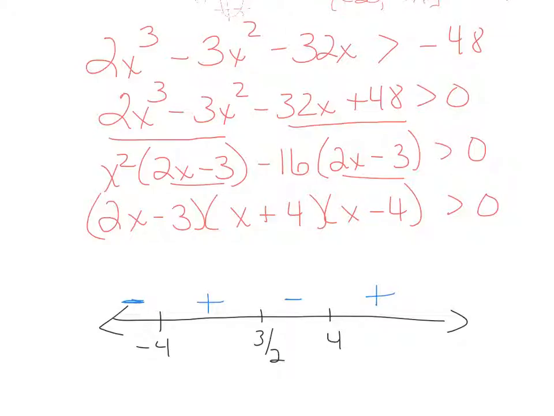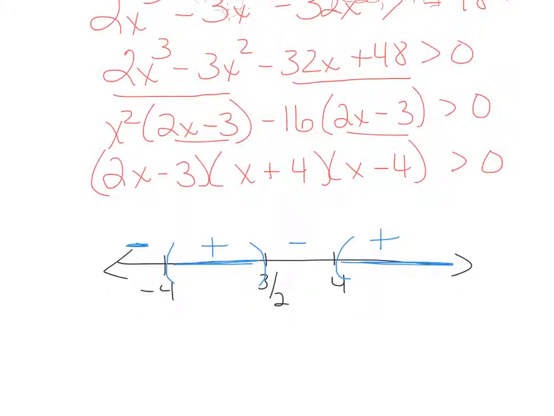So we want to know, where are we greater than 0? This time we didn't have an equal to, so it's here to here and here. So if we want to list that out, it's -4 to 3 halves, and 4 to infinity.